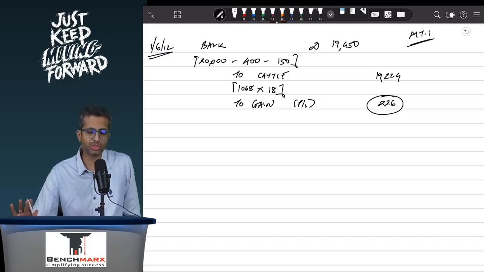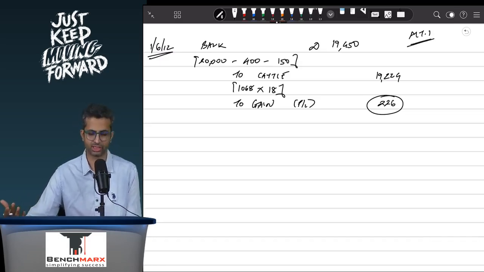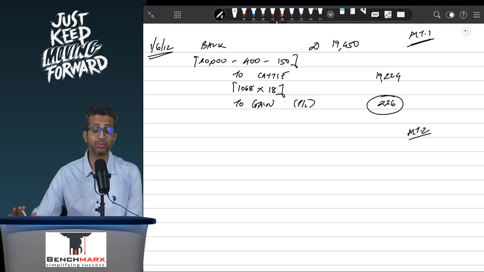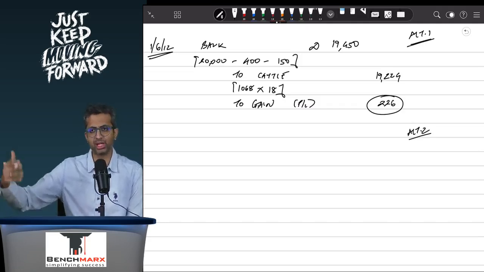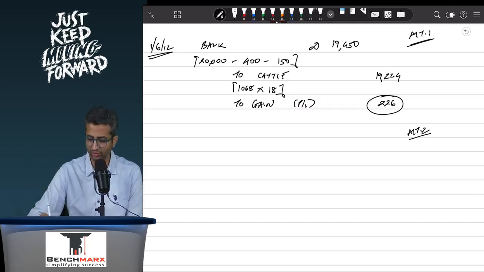Now another possible alternative which will give you the same answer, I mean you can do that, is alternative 2. You will remeasure the cattle. You will say that first, before derecognizing the cattle, yes, we are told to remeasure on 30th September, but we can also remeasure earlier. So if you were to remeasure, you will say, okay, cattle account debit. So this will be debited by 226.